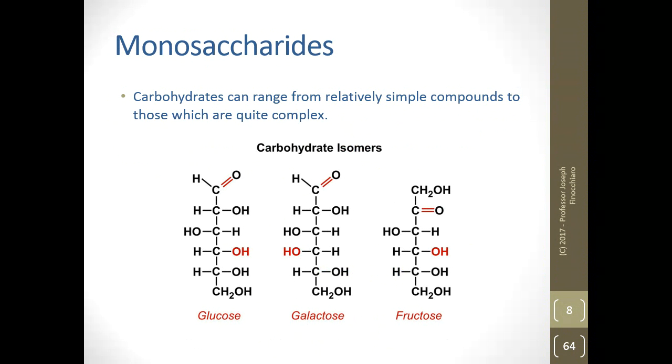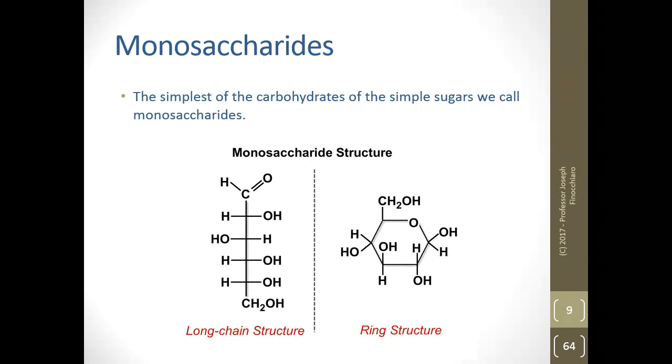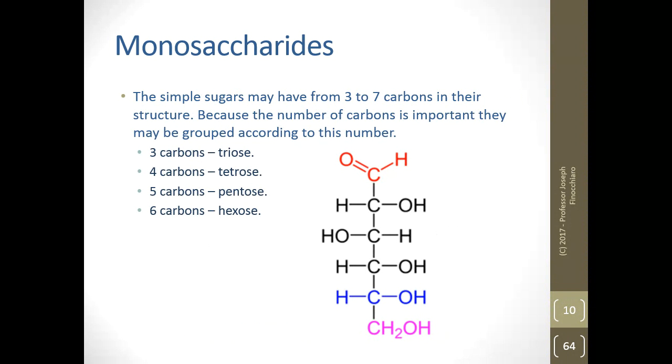Carbohydrates can range from relatively simple compounds to those which are quite complex. The simplest of the carbohydrates, the simple sugars, are monosaccharides, okay? The simple sugars may have from 3 to 7 carbons in their structure. Because the number of carbons is important, they may be grouped according to this number. So 3 carbons, trioses, tetroses, pentoses, hexoses. These prefixes should be familiar because they are pretty much copy-pasted right out of the alkane chapter, okay?